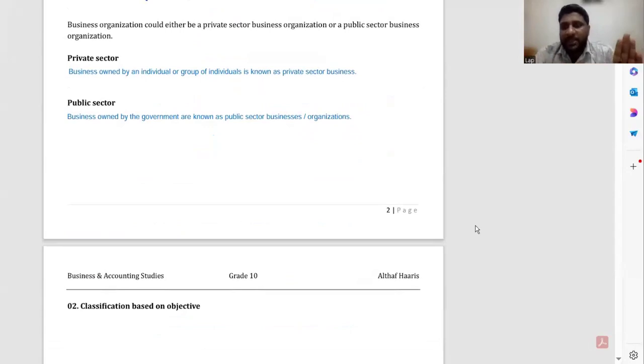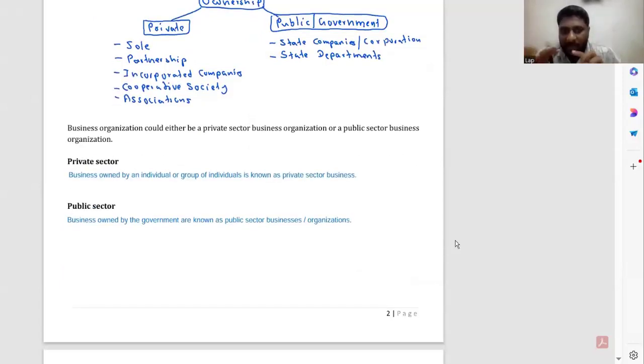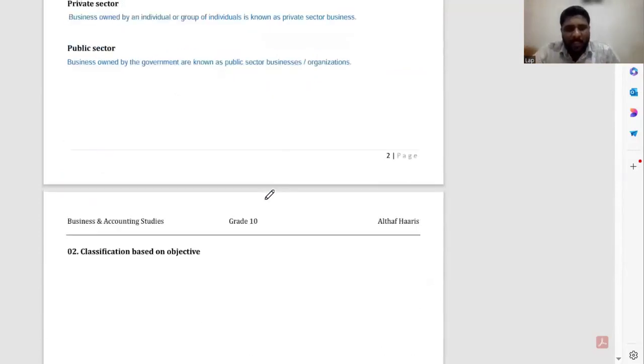So that is classification based on the ownership. These examples you will be learning, so don't worry. For the time being, just keep in your mind that if you classify based on the ownership, you can classify private businesses as well as public businesses, that means government businesses. Privately owned, by a person like me, you, or the next door grocery shop owner, single individuals. If we own a business, it is private. If government owns a business, it is public. Simple as that. Now let's move to the next one.